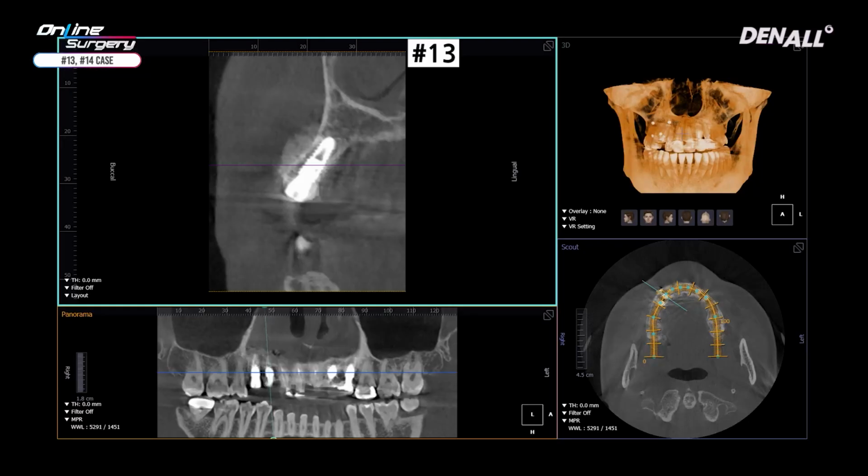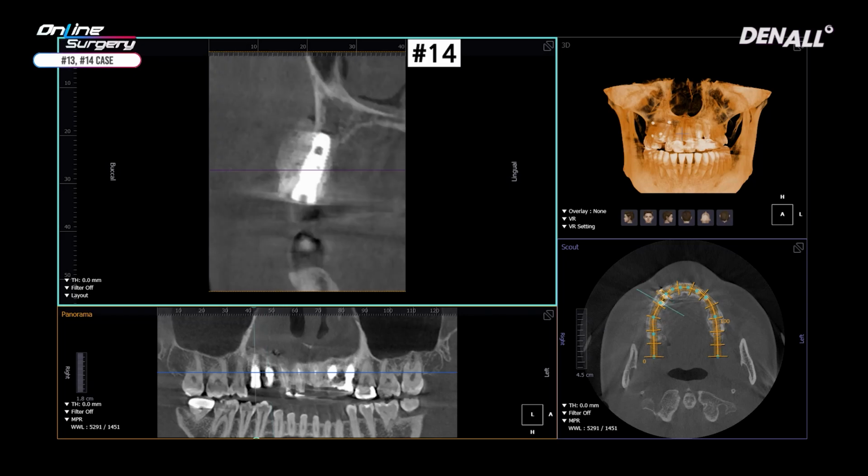If you take a look at the CT, the implant has been placed in number 3 on the buccal side. Sufficient bone graft materials can be observed. In number 4, you can see a significant amount of bone graft material in place.